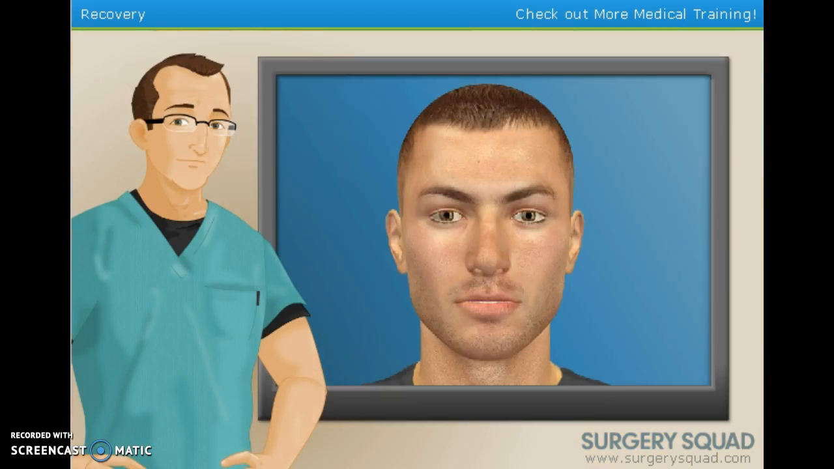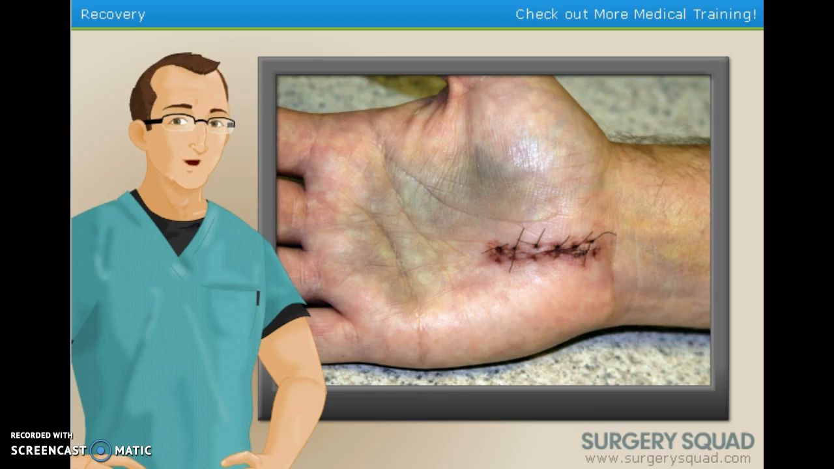Once our patient returns home, he'll be asked to follow specific instructions for driving, exercise, and medication. This will include keeping his hand elevated above his heart for the first few days after surgery. About 2 weeks after surgery, we'll remove our patient's stitches, and he'll be gradually allowed to return to his normal routines in 4 to 6 weeks.